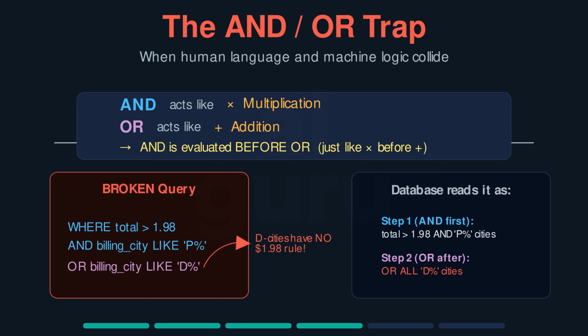Right, so if I'm just translating that thought straight from English into SQL, I would write it left to right, where total is greater than 1.98 and billing city like P%, or billing city like D%.